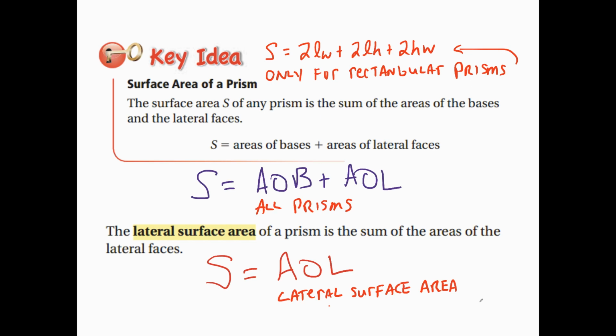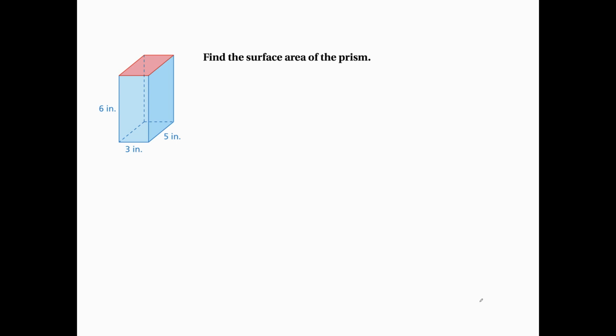Okay, so we're back. And what are we going to do? We're going to look at some examples. So first of all, what kind of prism is this? If you said a rectangular prism, you would be correct. So what I like to do is label the sides. There's my length, and maybe I call this my width, and this my height.